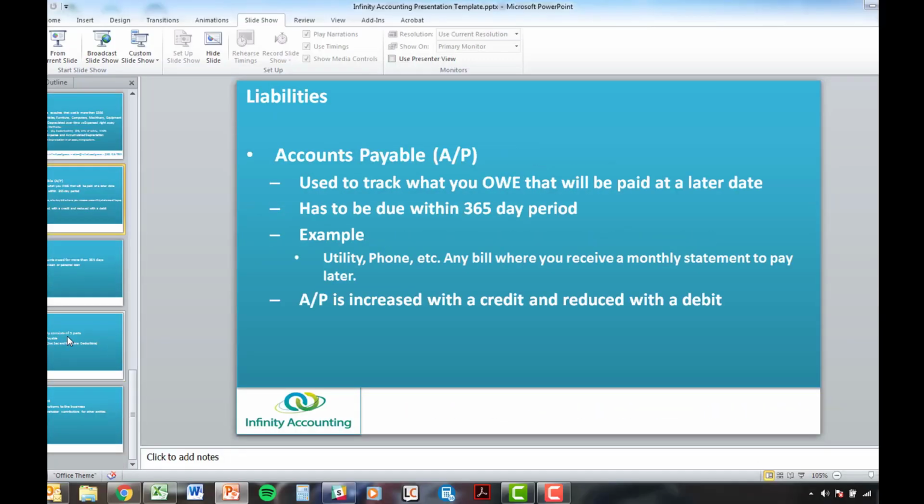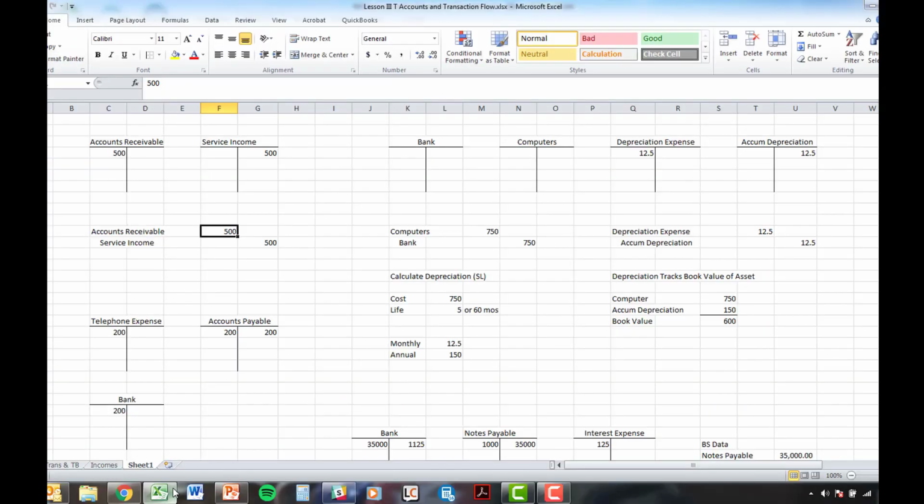Before I jump ahead, I'll show you how depreciation works on a T account system. So let's say we bought a computer for $750. Right here is our entry for computers and bank. We bought a computer and it came out of the bank account. It's an asset, so it's debited, and then we're removing money from the bank, so that's a credit.